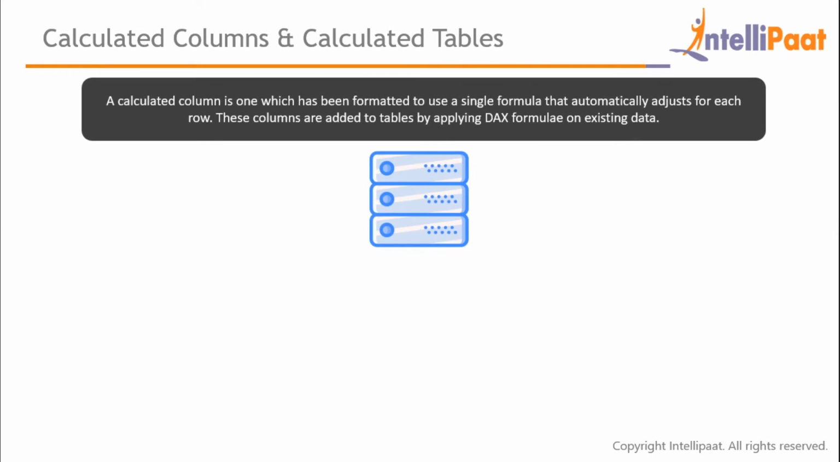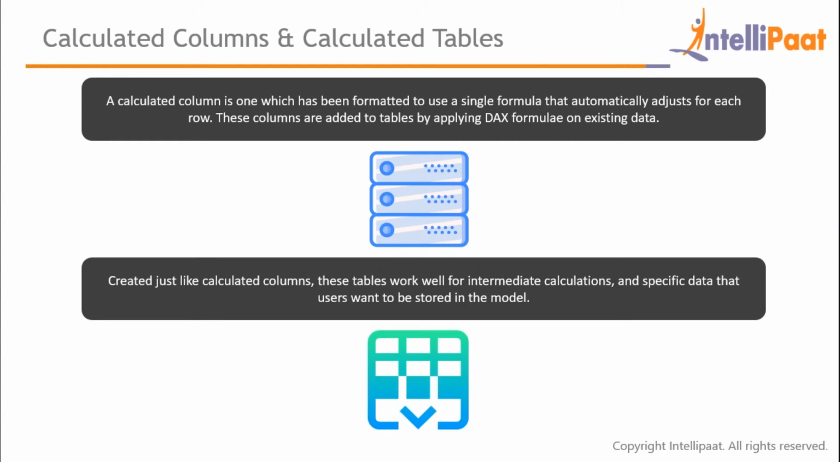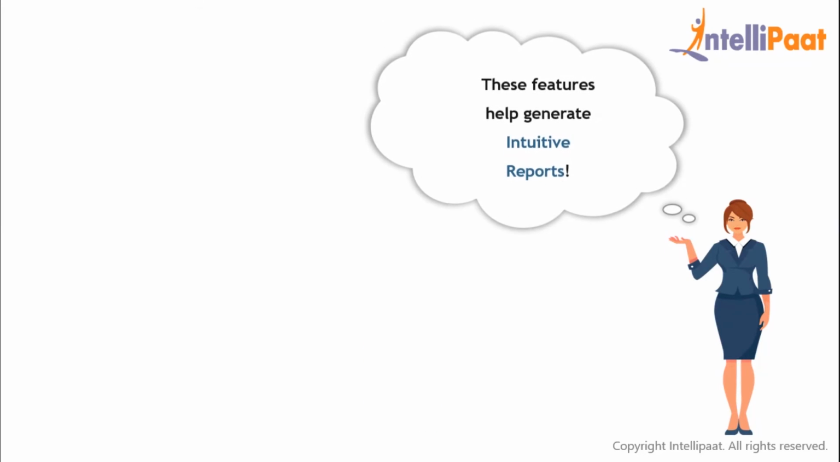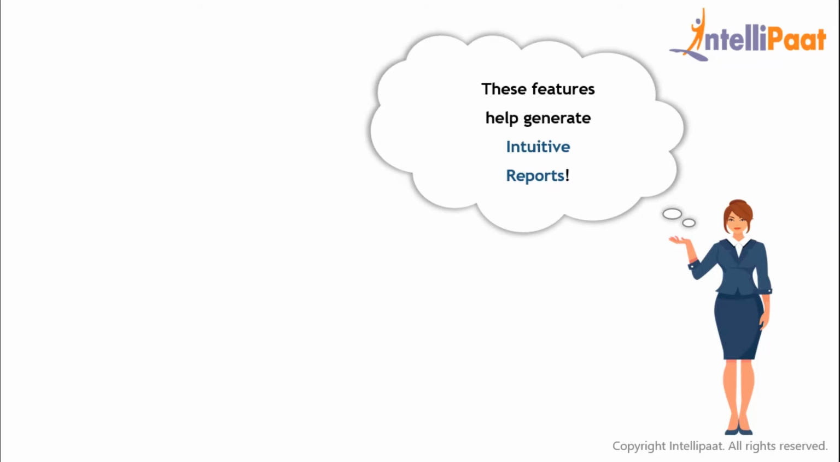What are these? In calculated columns, one formula is created using a DAX query, and that formula automatically adjusts each value in each row. Similarly, calculated tables are created in the same manner, but they are useful for intermediate calculations and specific data which users want included in their data models. And using all these features, intuitive business reports can be generated really quickly.